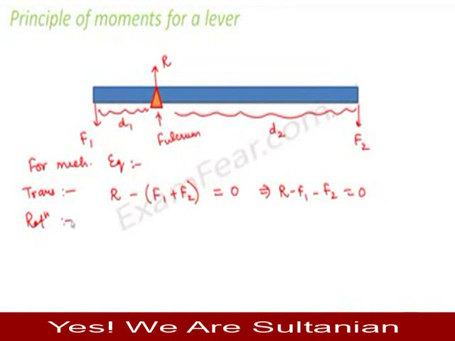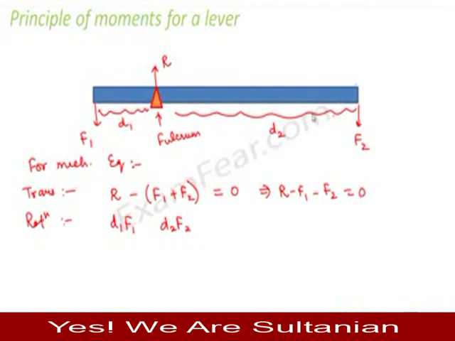Also, it should be in rotational equilibrium. That means the net torque should be equal to 0. Now, what is torque? Torque is given by R cross F. What is R? R is the position from the origin. So here the fulcrum is considered as the origin. That means the torque at this end will be equal to D1 F1, and the torque on the other end will be equal to D2 F2.